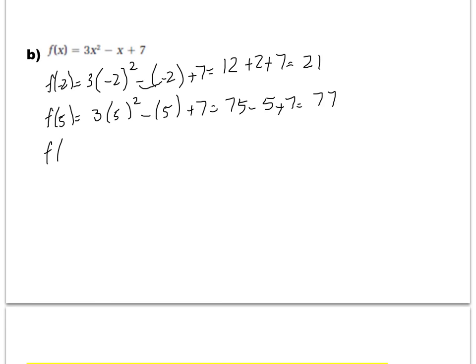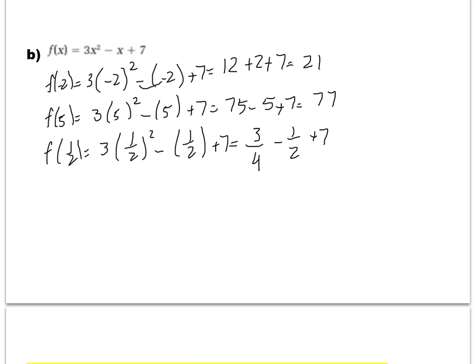And then f of 1 over 2 is 3 times 1 over 2 squared minus 1 over 2 plus 7. 1 over 2 squared is 1 over 4, times 3 is 3 over 4, minus 1 over 2 plus 7. We can write 7 as 7 over 1. The common denominator is 4.